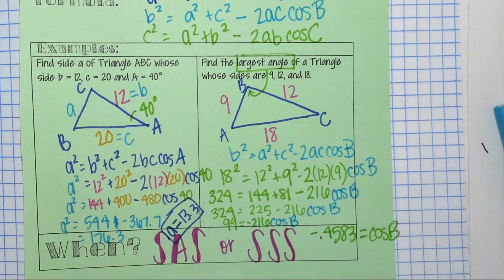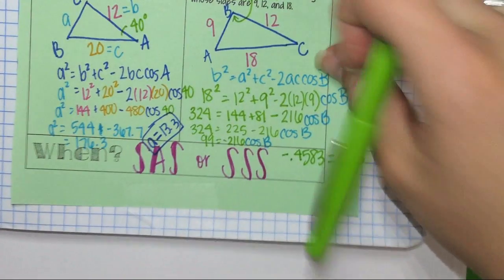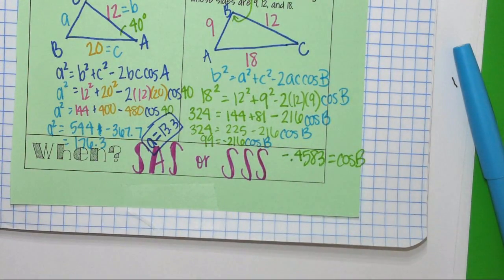Now we're looking for an angle, so what do we use? Inverse. So do second inverse cosine of negative 0.4583. Tell me what you get. Don't yell it. Give it a minute.